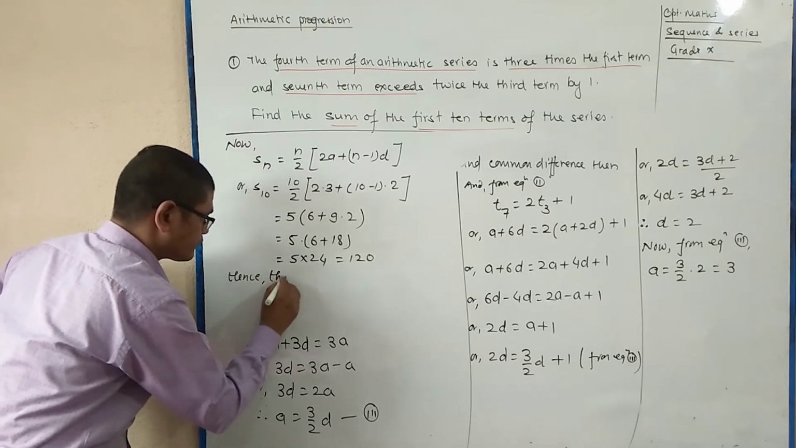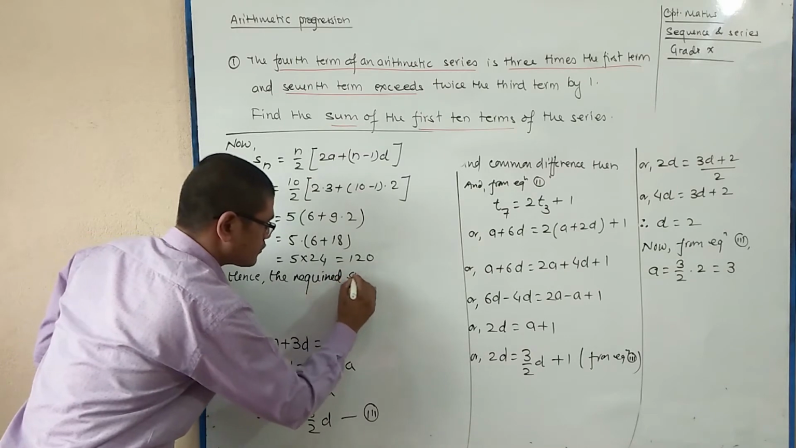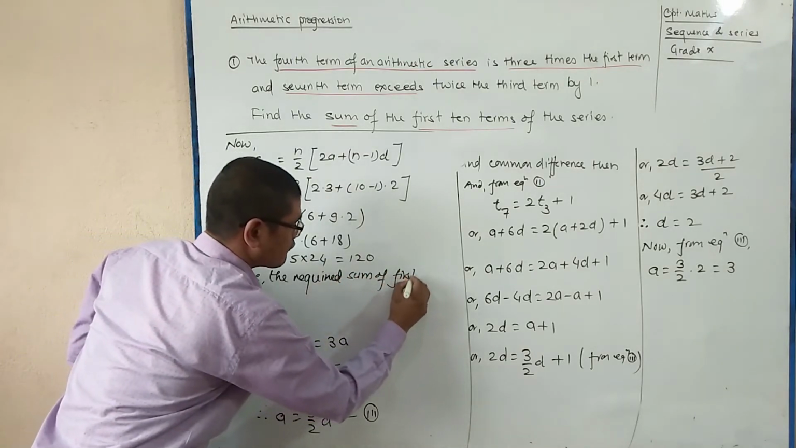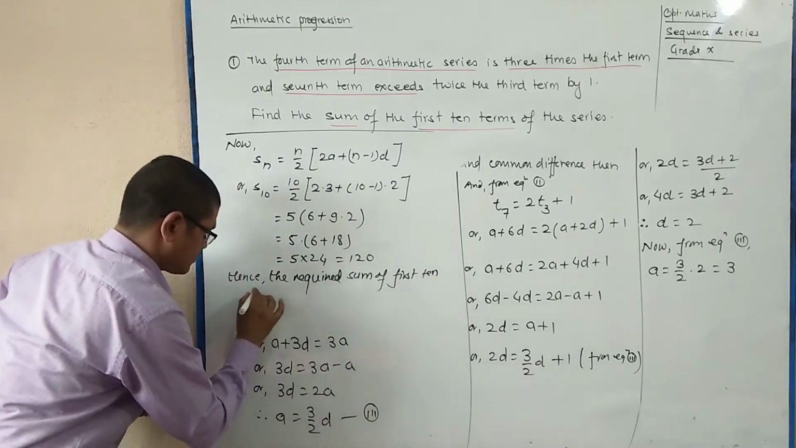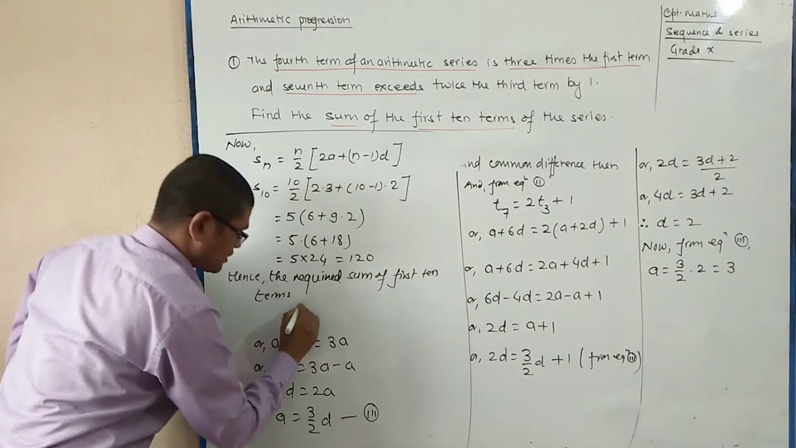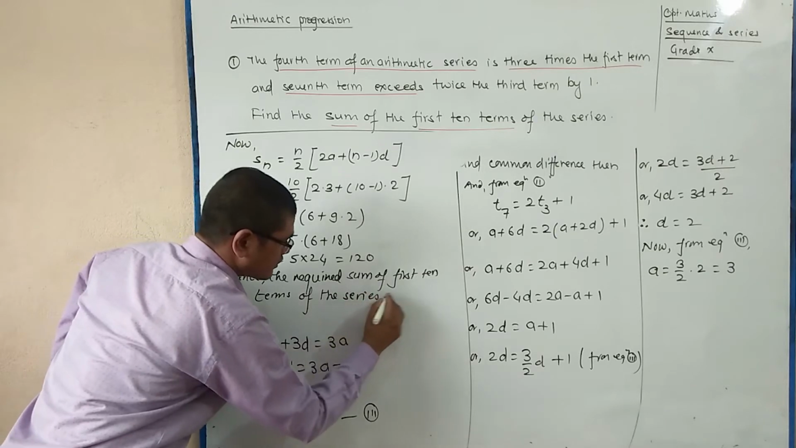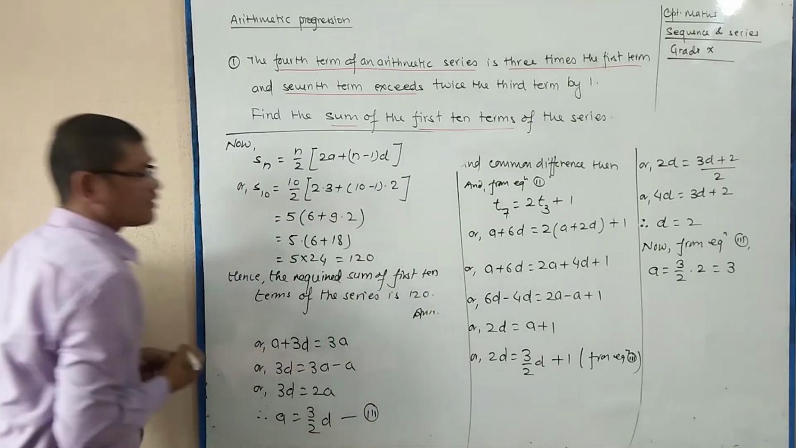Hence the required sum of first 10 terms of the series is 120. Answer.